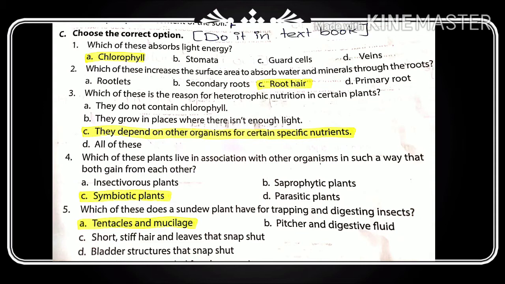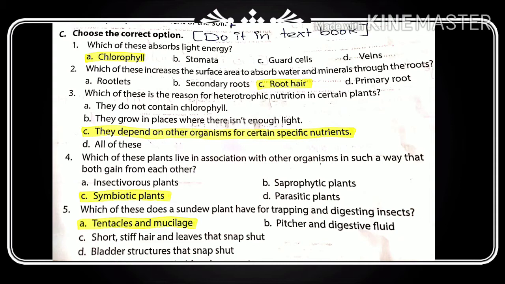Then third is, which of these is the reason for heterotrophic nutrition in certain plants? If plants are autotrophic, then why do they need to go for the heterotrophic mode of nutrition? So here 4 options are given. This point we discussed in the beginning of the heterotrophic mode of nutrition, that for certain requirements in the form of nutrients, they have to be dependent on other sources. So here the correct option is C, that they depend on other organisms for certain specific nutrients.